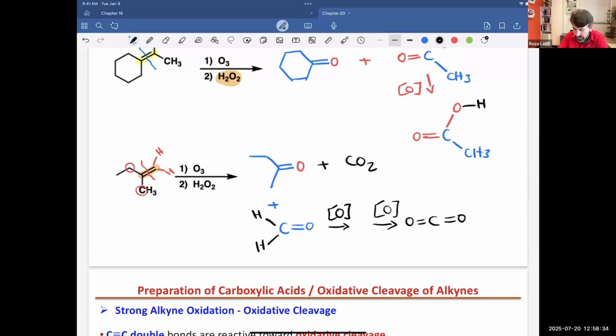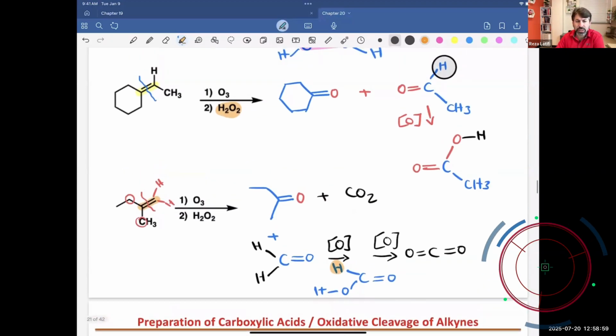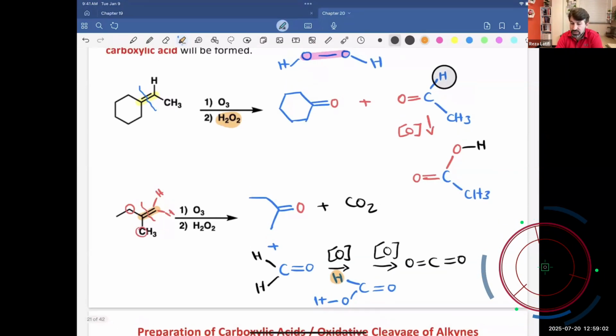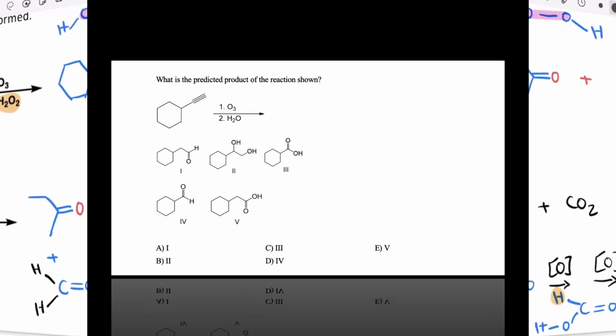What's the intermediate between the aldehyde and the CO2? You could get this. And because there is still a hydrogen there, it can get involved in one more step of oxidation. It will turn to carbon dioxide. So a terminal alkyne will give you CO2. Okay. And so we're not going to see technically the carboxylic acid.